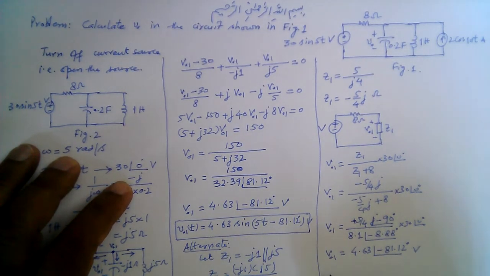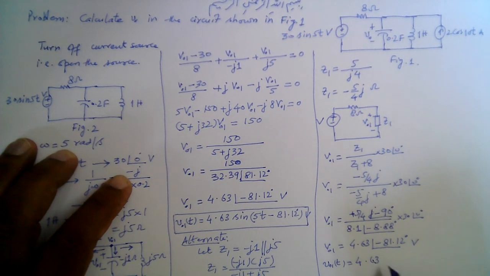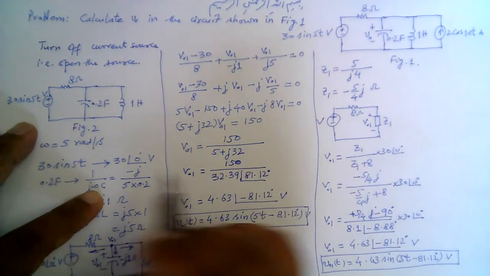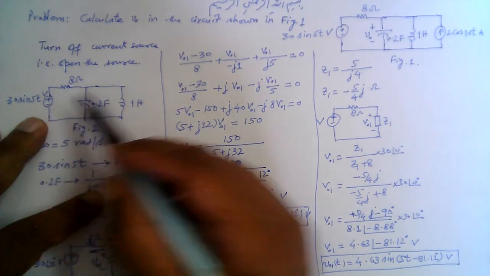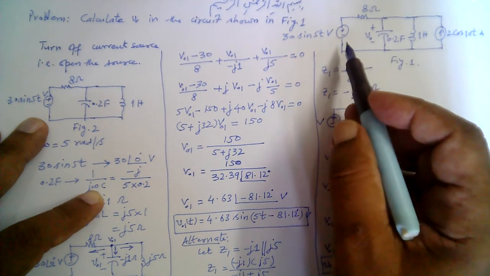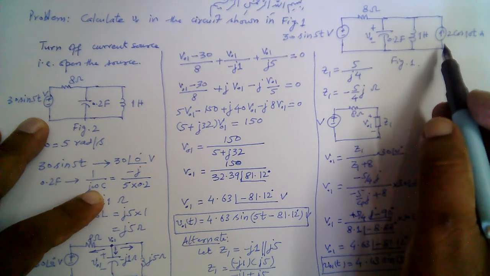So again we have V01 is equal to 4.63 sine 5t minus 81.12 degrees volts. So this is V01 using the alternate method. Now we have found V01 due to this voltage source alone. We turned off the current source. What we will do now is turn off the voltage source and find the voltage across this capacitor due to the current source.